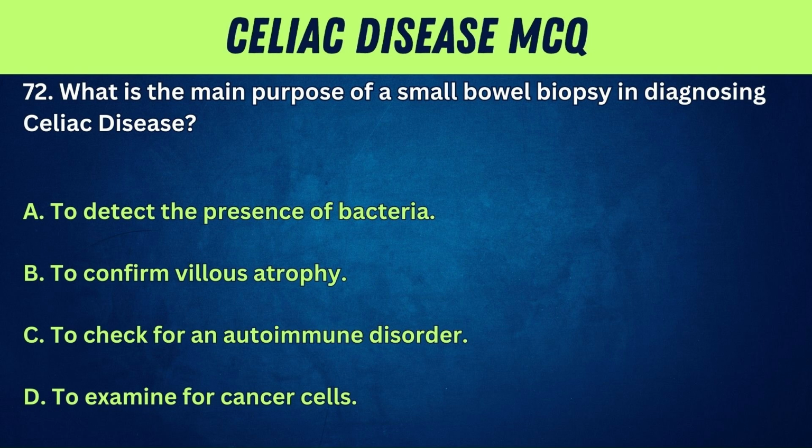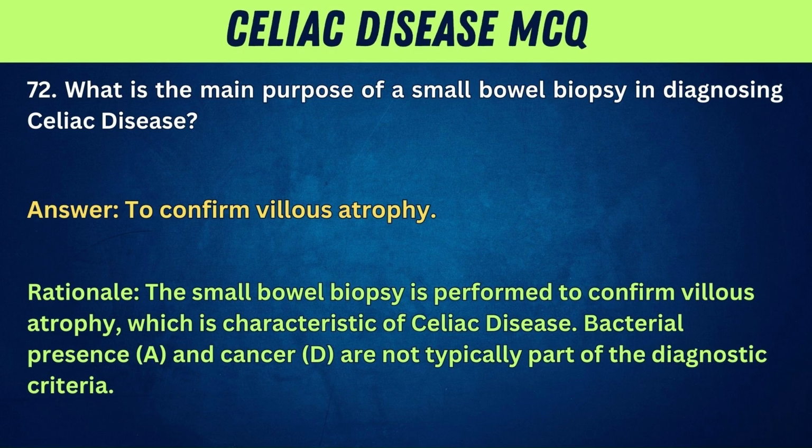72. What is the main purpose of a small bowel biopsy in diagnosing celiac disease? A. To detect the presence of bacteria. B. To confirm villus atrophy. C. To check for an autoimmune disorder. D. To examine for cancer cells. Answer: to confirm villus atrophy. Rationale: the small bowel biopsy is performed to confirm villus atrophy, which is characteristic of celiac disease. Bacterial presence, A, and cancer, D, are not typically part of the diagnostic criteria.